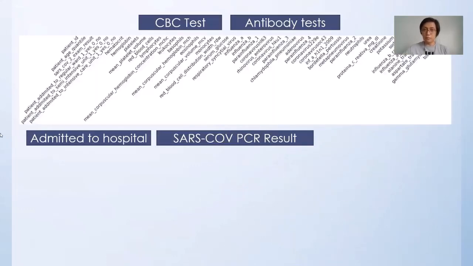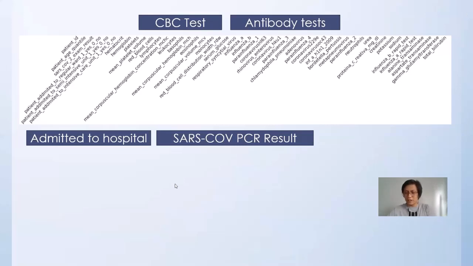And what we have here is ito yung variables natin. And as you can see, this is just a subset of it. You'll have patient age, you'll have the SARS-CoV-2 PCR exam results, by the way. You'll have information if the patient was admitted to the hospital. And of course, you'll have these CBC or blood tests. And then you also have these hosts of antibody tests, like for respiratory syncytial virus, influenza, etc., and others. No?